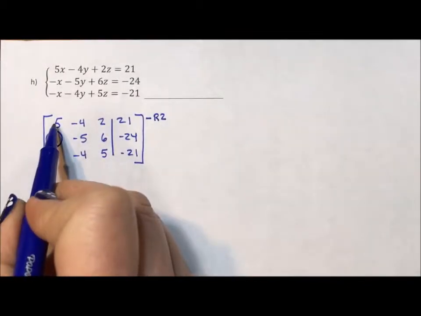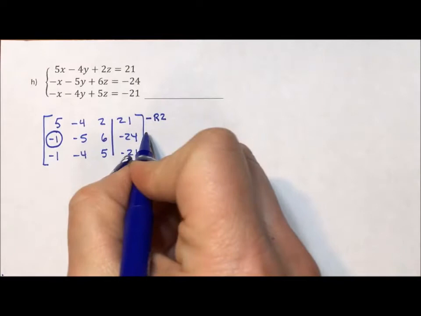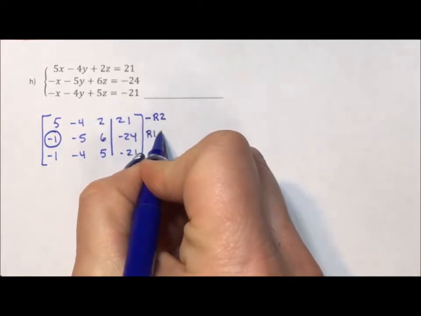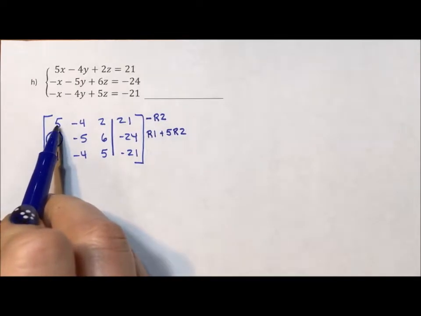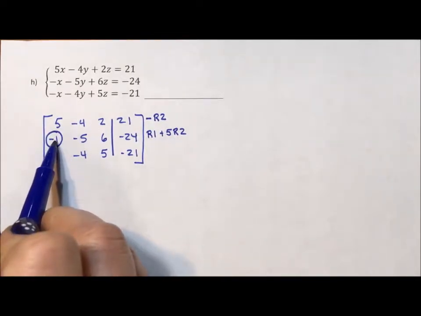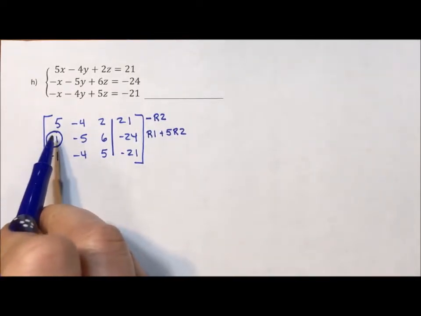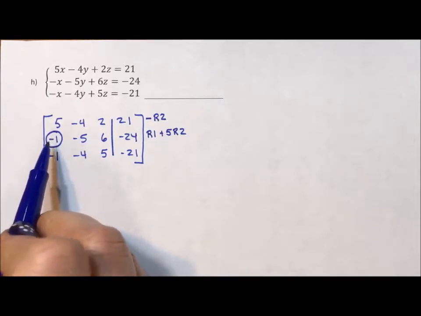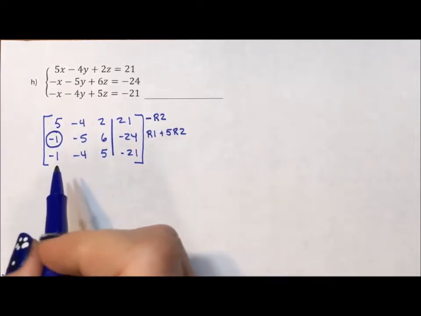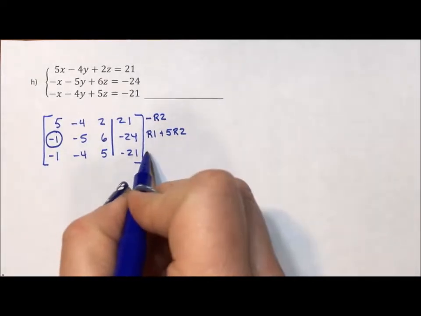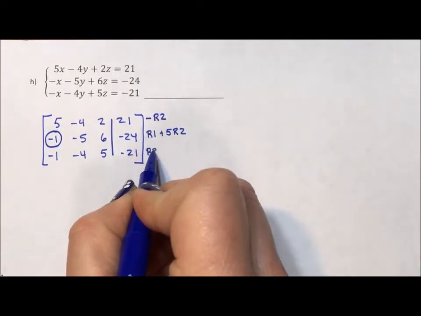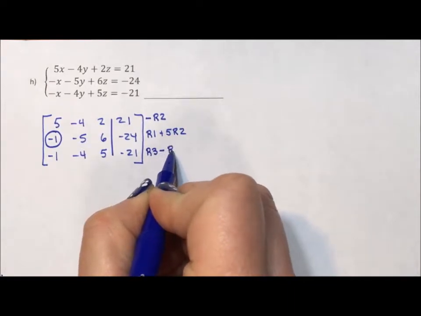Now I'm going to use this -1 to remove the 5. I'm going to say row 1 plus 5 times row 2, because that's a 5, and 5 times -1 is -5. 5 minus 5 is 0. That'll give me a 0 right here. And then for my last row, because I already have a 1 and a -1, I'm just going to say row 3 minus row 2.